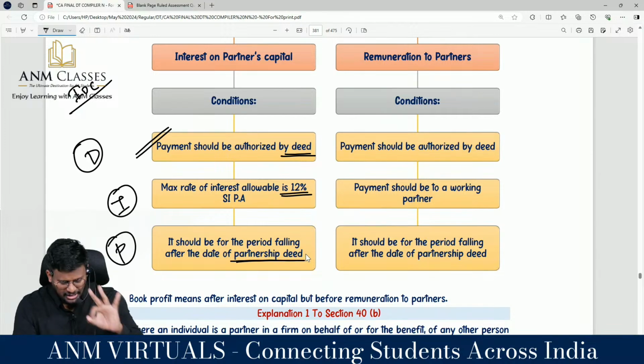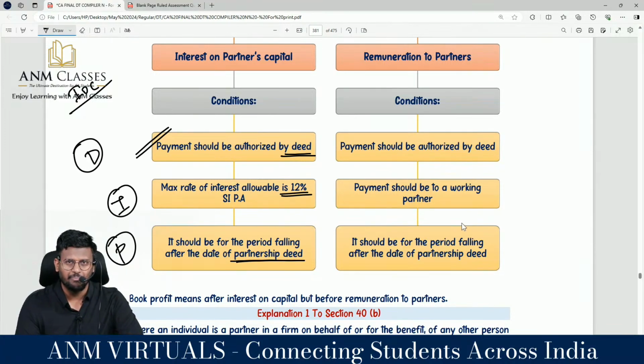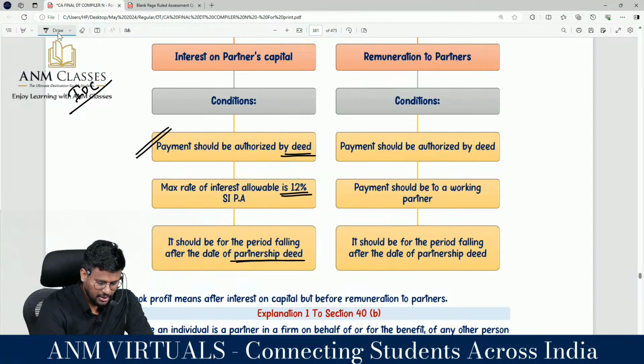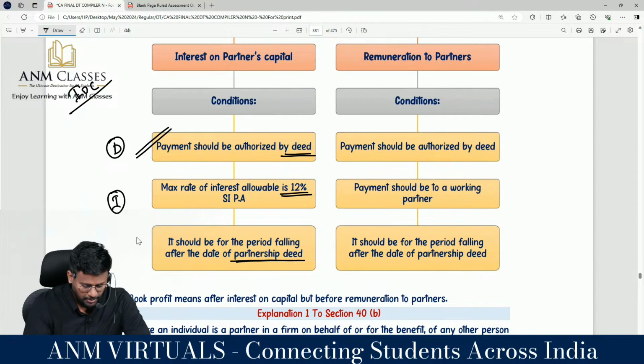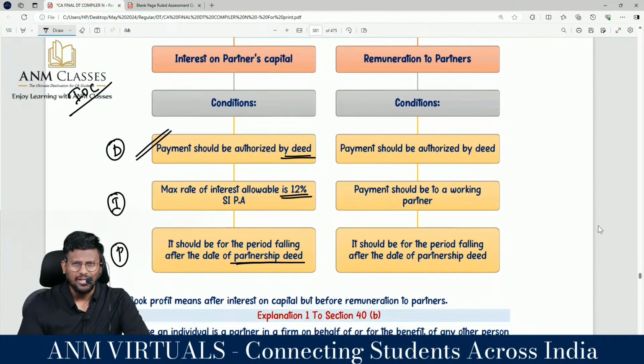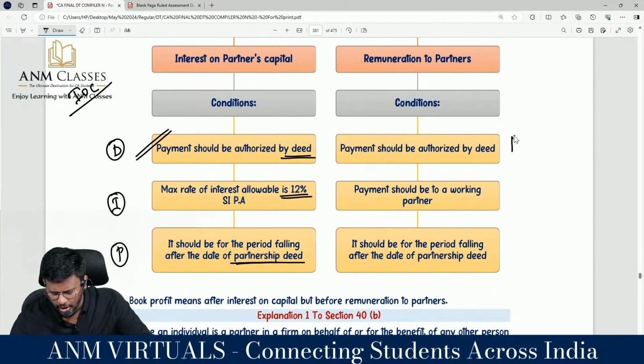So these are the three conditions that should be satisfied, my dear lovable students. The DIP condition should be satisfied. D stands for the deed, I stands for interest at maximum 12%, and P stands for it should be for a period after the partnership deed. What about the remuneration to the partners? Already told, the PWD condition should be satisfied.